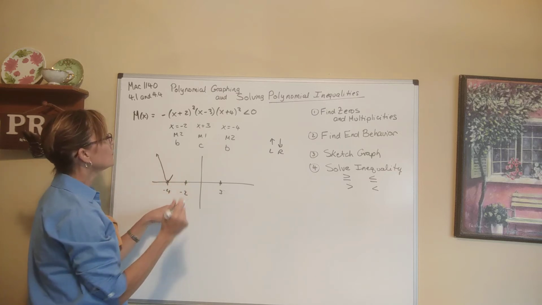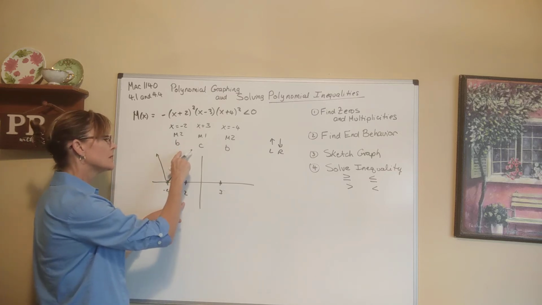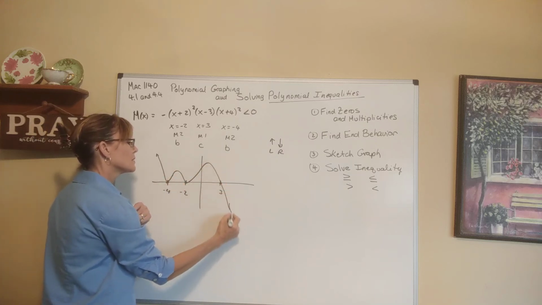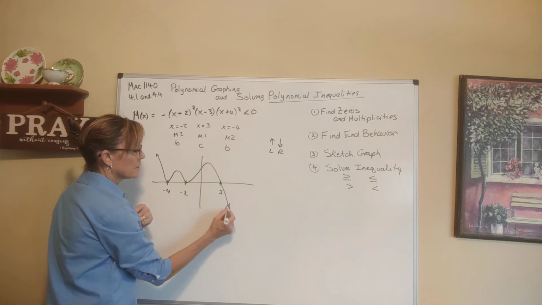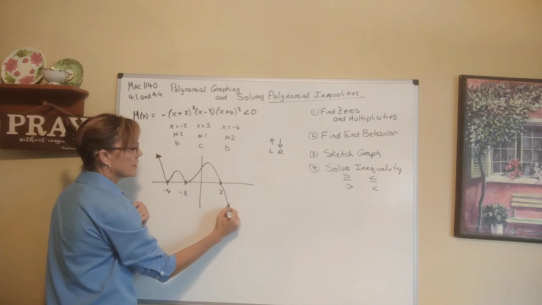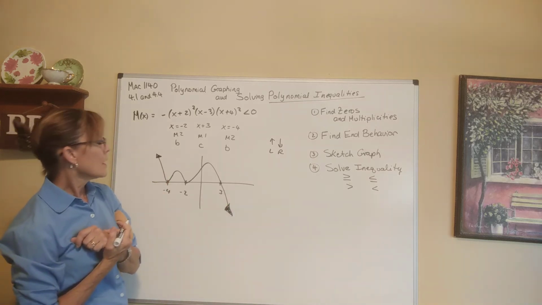Get to -2. It's got a multiplicity of 2, which means it's going to bounce. So it's going to go up. It's going to bounce. And then it's going to cross. Oh, that's an arrow. It's going to cross for 3. Okay, so that is our graph.